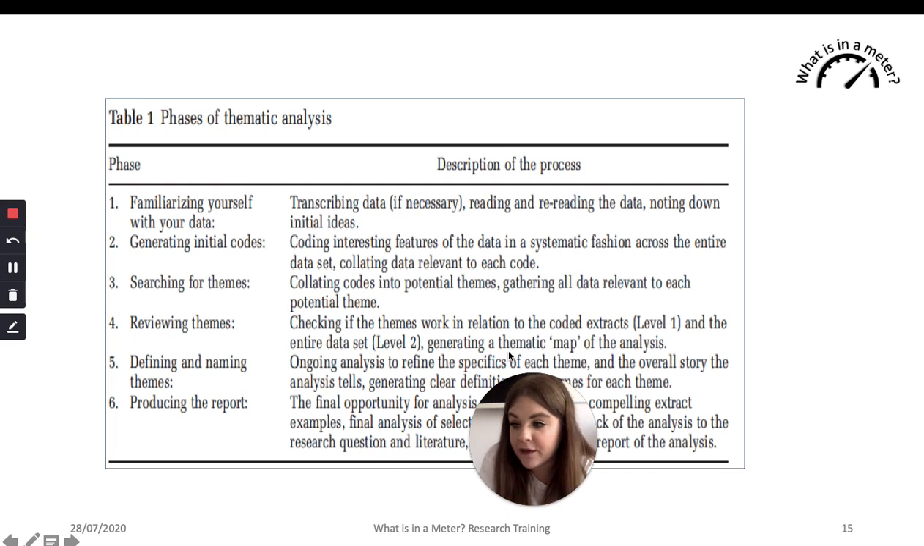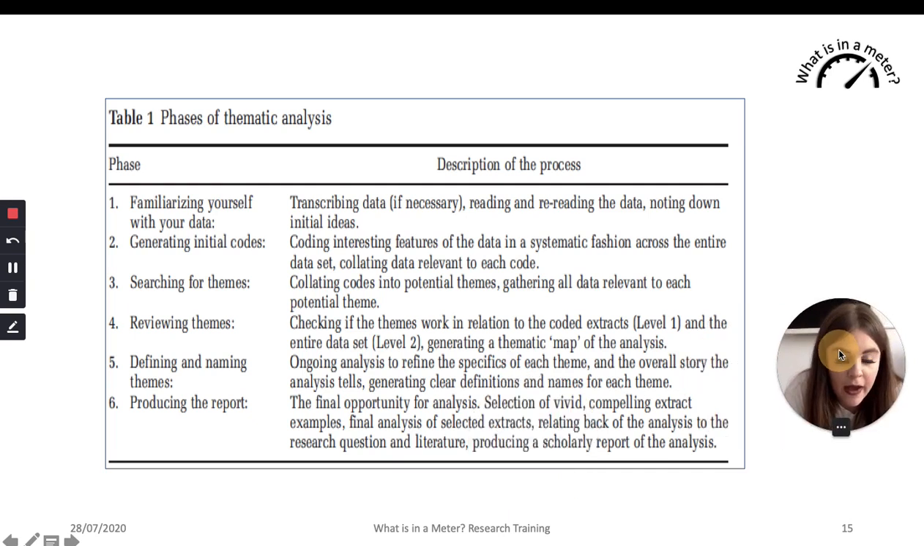And I've just included this slide, sorry, I'll move myself there, as I just think it's a really good overview and description of the thematic analysis process. So you can always pause this and have a read through yourself if you want to have another look over the different stages with a description.